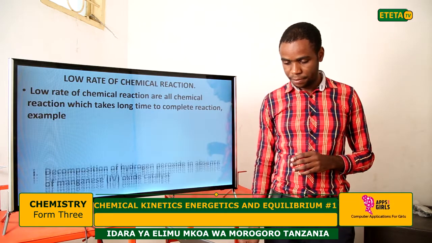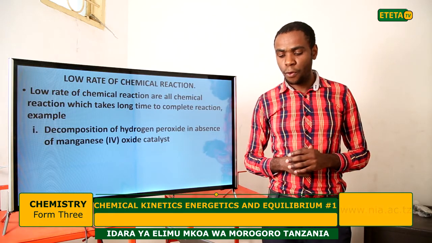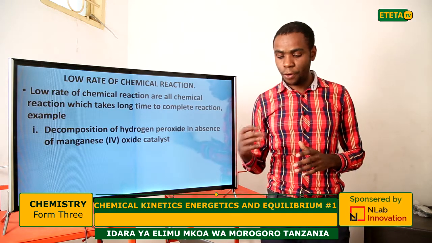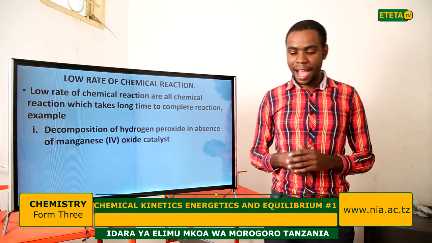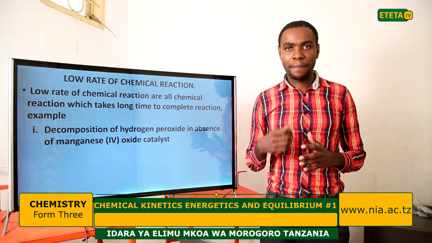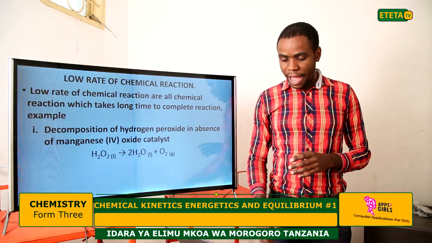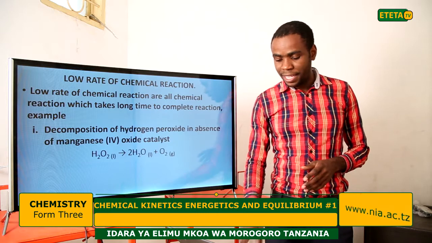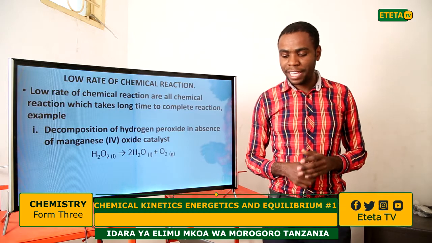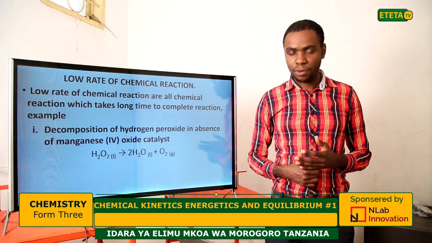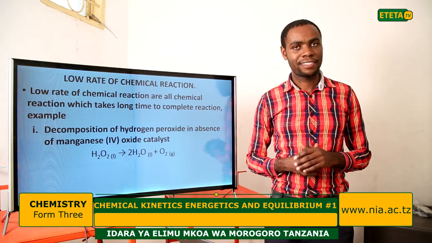For example, decomposition of hydrogen peroxide in the absence of manganese(IV) oxide catalyst. If the manganese(IV) oxide, which is the catalyst, is absent, the decomposition of hydrogen peroxide will take a long time. Now, the products of hydrogen peroxide are water and oxygen. So the decomposition requires manganese(IV) oxide in order for the reaction to proceed very fast.